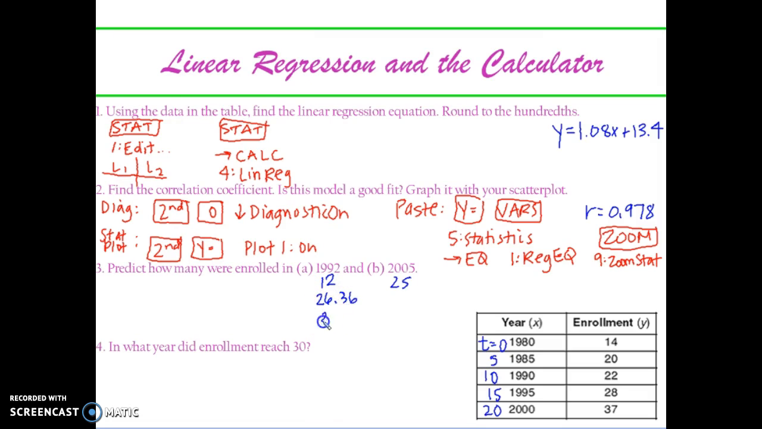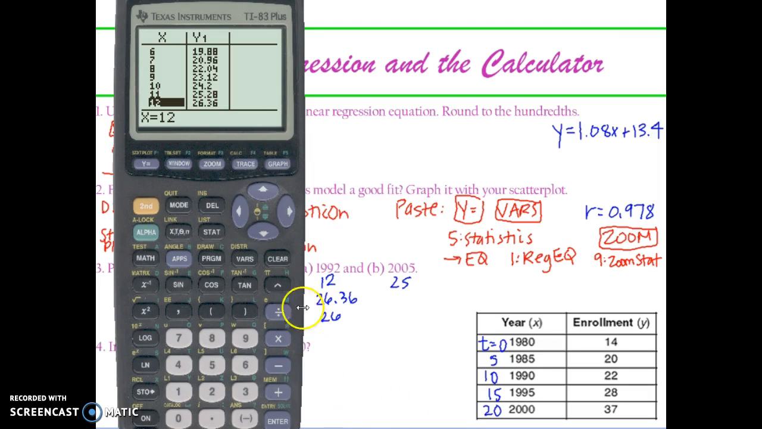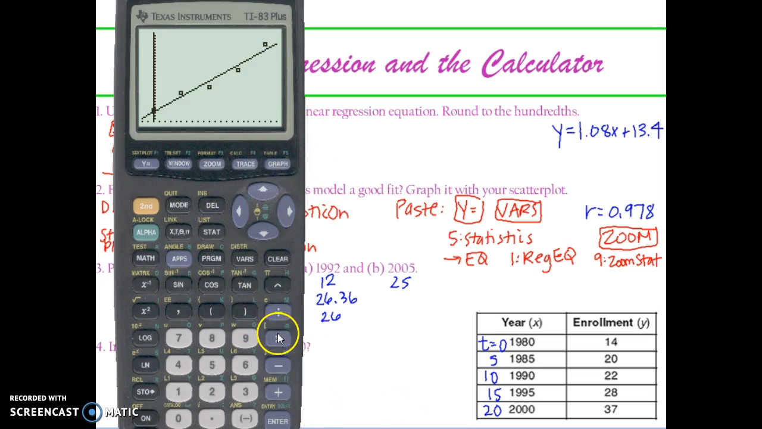Which we might as well just say 26 enrolled. Okay, the other option is if you're looking at your graph to trace it. So if I press the trace button, I'm going to get X and Y on the bottom, and then on top I've got P1, that means plot 1. I need that to say Y1, because plot 1 is not going to tell me anything, since I don't have 1992 in my table.